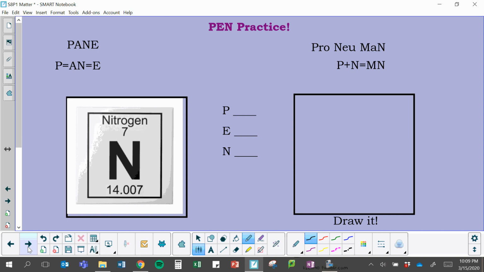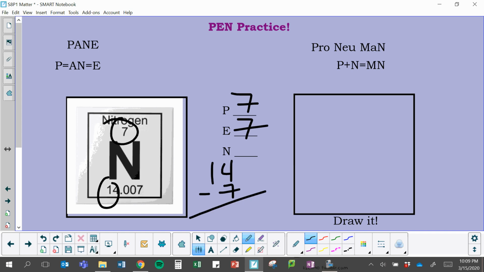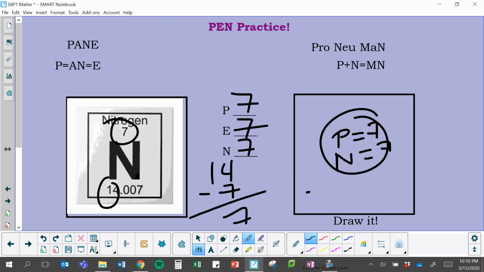So nitrogen, we have 7 protons from this number. It's going to be equal to our electrons. For our neutrons, we will do 14, which is our mass number, minus 7, our atomic number, so we have 7 neutrons as well. So we can draw this a couple different ways, but the big thing is that our protons are going to be in the center. I'm just going to write P for proton, and our neutrons will be in our nucleus as well. We have 7 of each of those, so we can draw that here. And then our electrons, I'm just going to draw on the outside. We have 7 of those. So there's a couple different ways you could draw this.